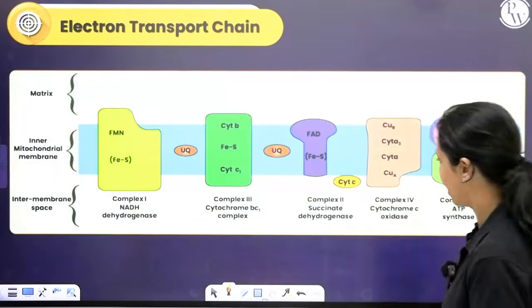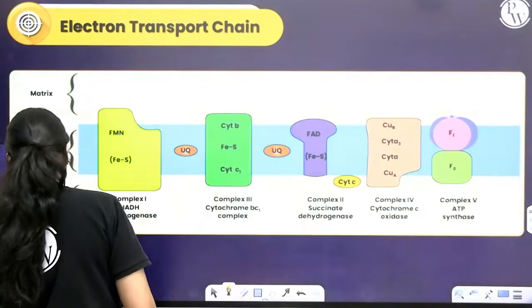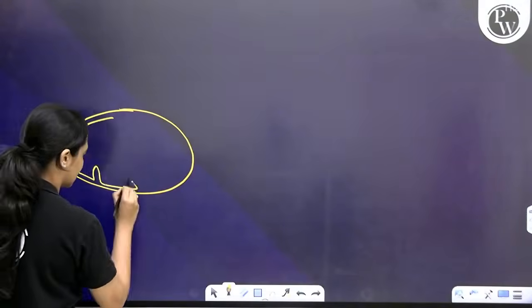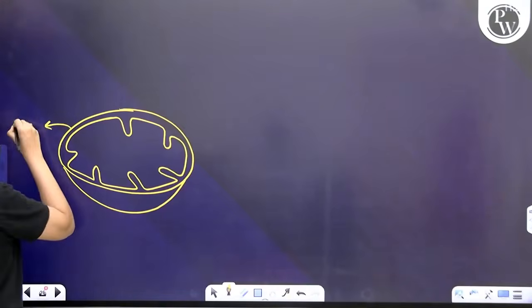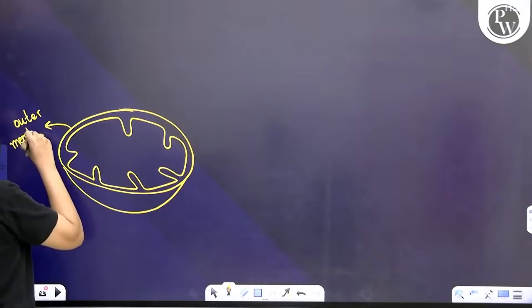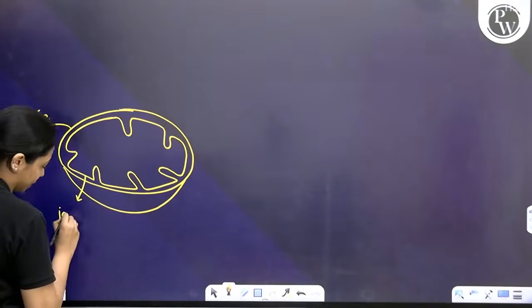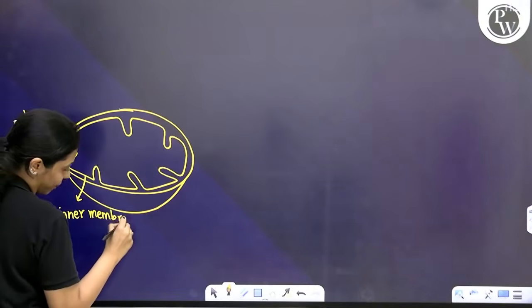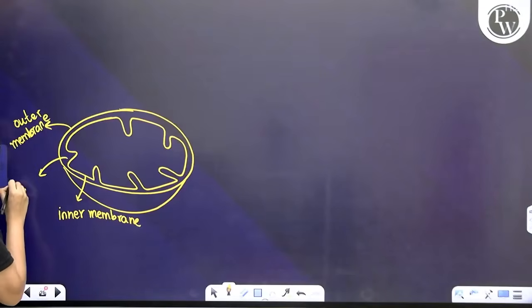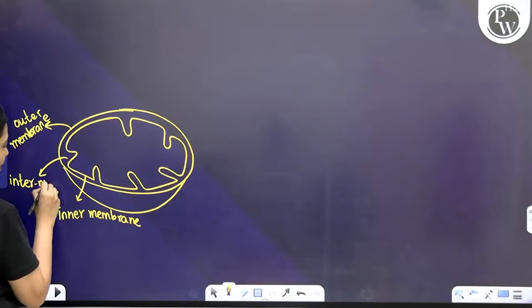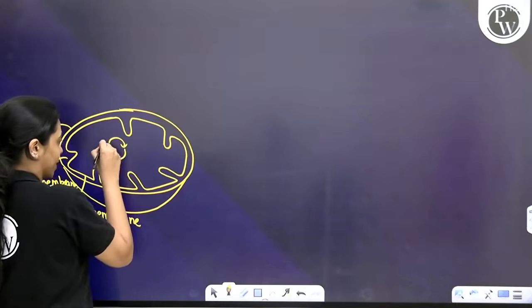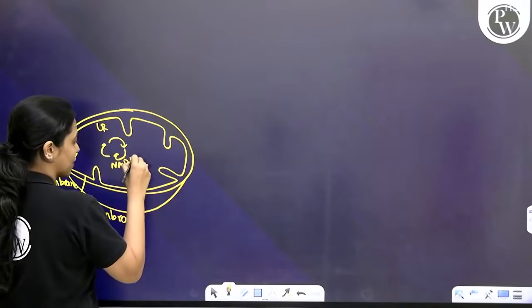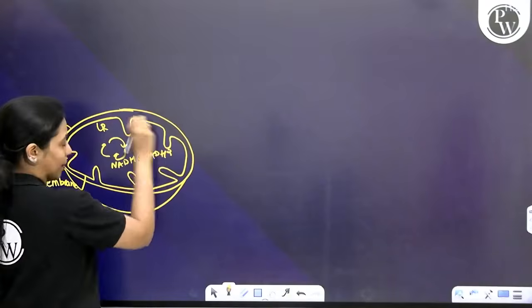How exactly they are located in the membrane, I will show to you. If you can think of this as the mitochondria, this is how the mitochondria is, right? It has a lot of infoldings called cristae. This is the outer membrane, and in here you have the inner membrane. In between the two, there is a space that is called intermembrane space. It is over here in the matrix that Krebs cycle and link reaction took place. So whatever NADH and FADH2 are formed, they are present in the matrix, right?